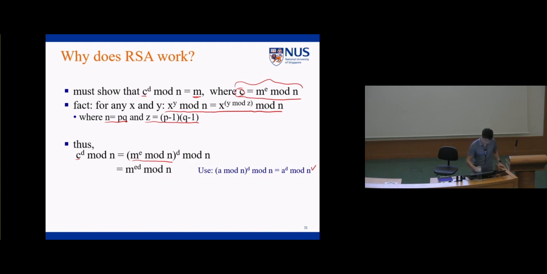So when I apply this property with a equals m to the e, this gives me m to the ed mod n. So I applied this property where a equals m to the e, and I substituted m to the e here. M to the e to the d equals m to the ed, right?